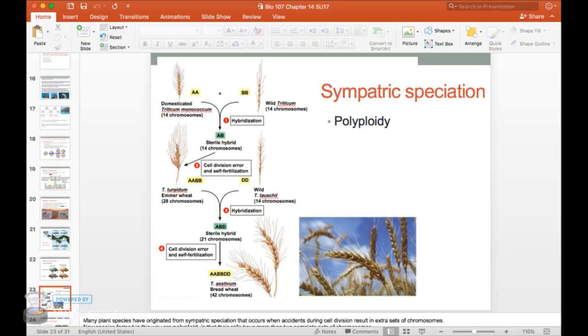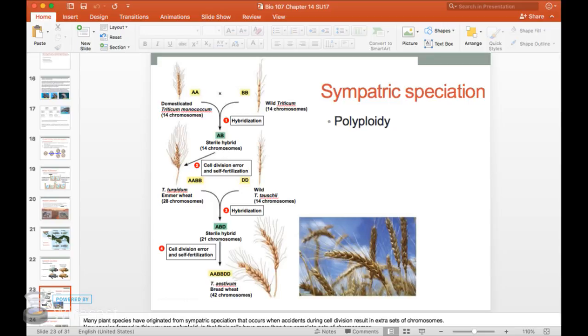And that's what we're talking about with sympatric speciation: you're making a new species in the same physical place. You can grow this plant right next to this plant or right next to this plant, and they're not going to be able to have viable offspring because they're different species. The way that they became different species is through polyploidy. Sometimes they do just double the number of chromosomes they have, because plants are weird like that.